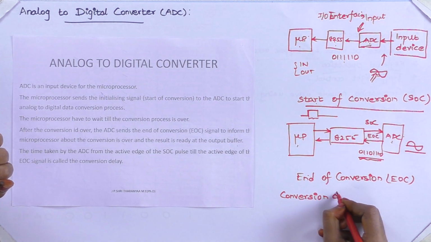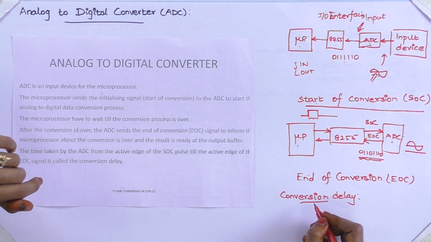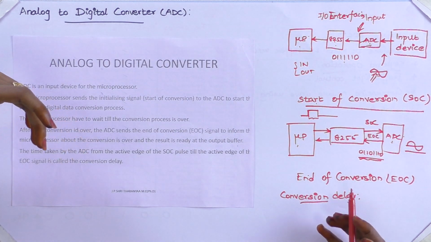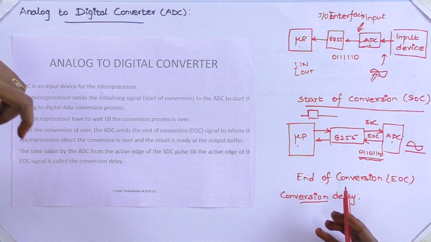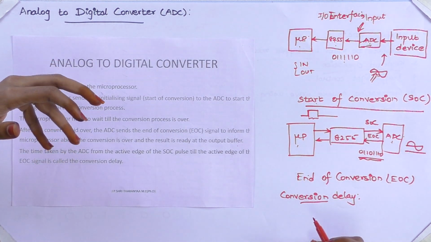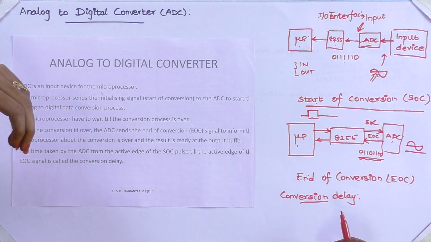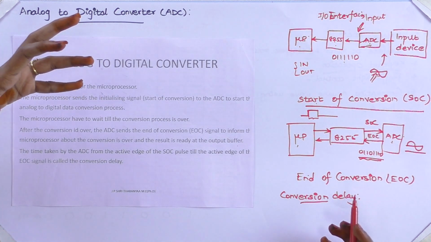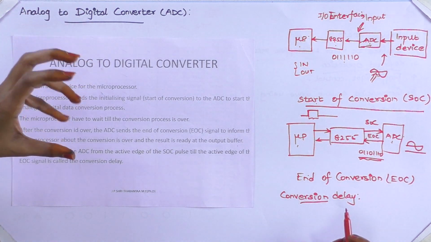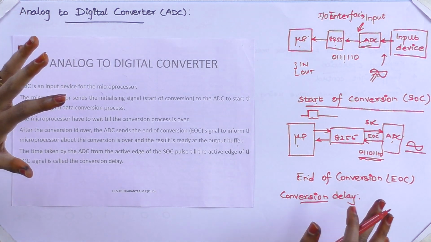The next thing is conversion delay. This conversion delay is an important term while we consider the analog to digital converter. This is nothing but the time taken by the converter to complete its conversion from analog to digital data. To say it simply, the time it takes to convert the analog data is called conversion delay.